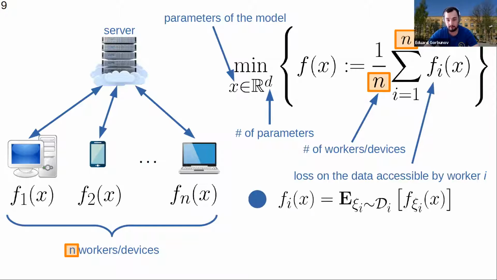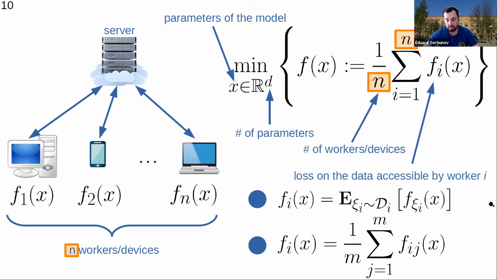In the paper, we consider two cases. The first case is when f_i is an expectation, and this distribution D_i can depend on the client. We also consider a finite sum case as well, when local loss functions are also finite sums. But in this talk, I will present the results only in the finite sum case. In the paper, you can find the details about the online, expectation case as well. Okay, so it seems that there are no questions.